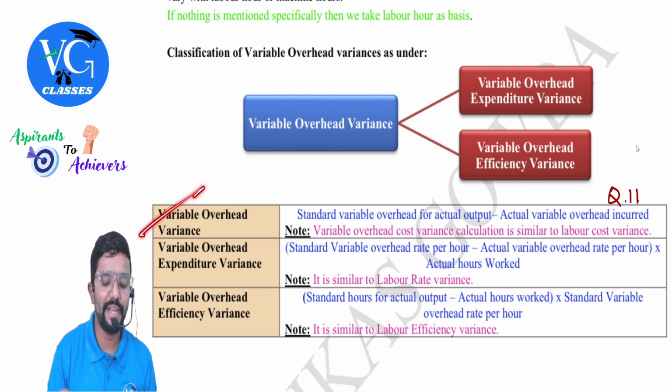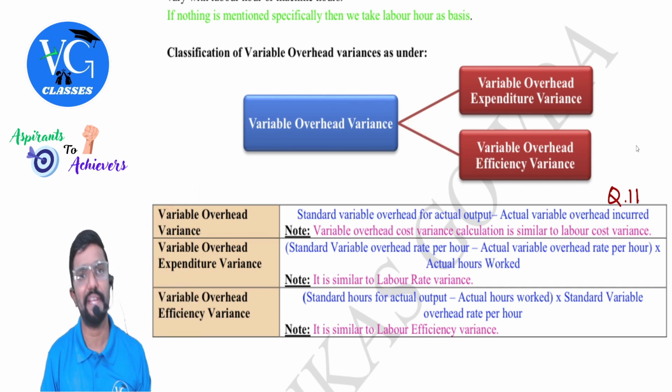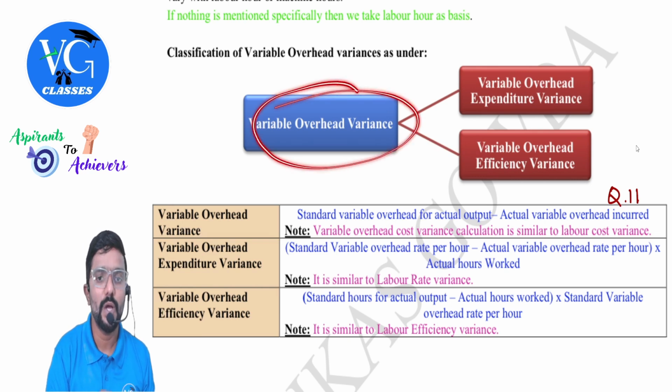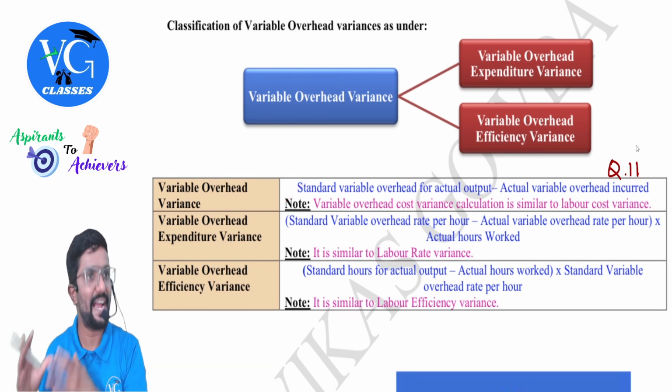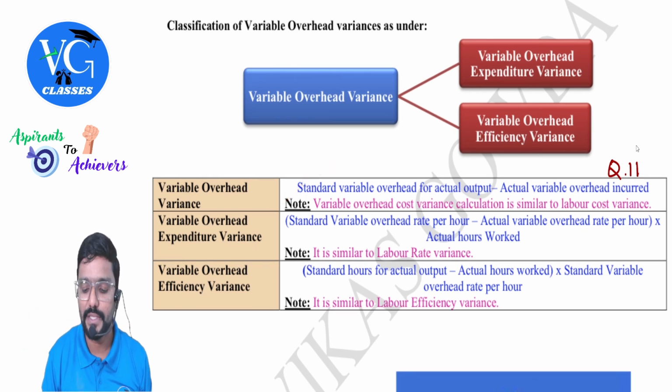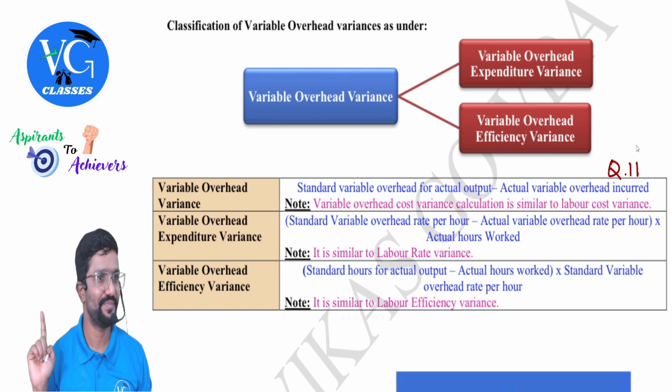First of all, how do we get variable overhead cost variance? What is the formula? Standard variable overhead for actual output minus actual variable overhead incurred. This is nothing but whatever actual cost is incurred. And please be careful, guys, here we are doing only variable calculation. There will be a fixed calculation separately.